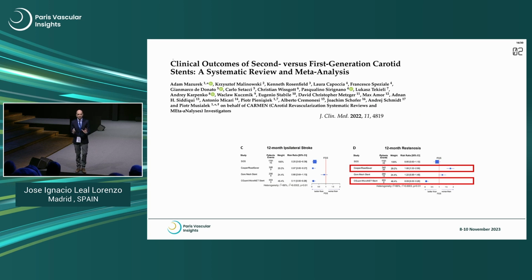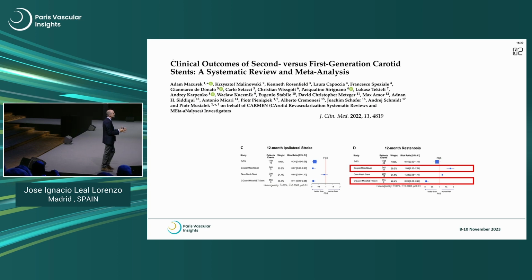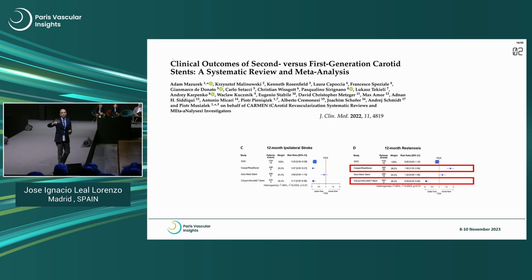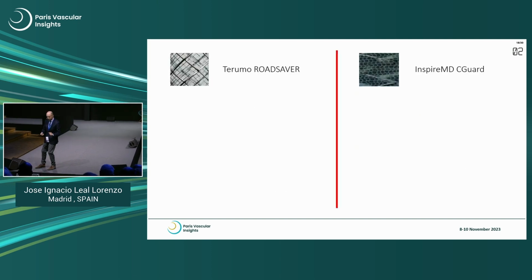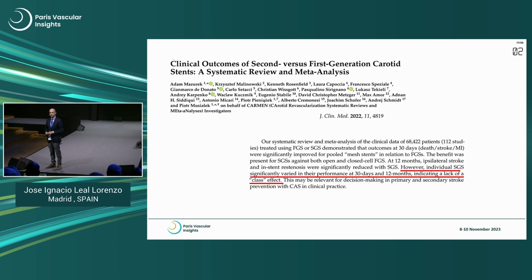So the great results we have at 30 days are not durable with all the new designs. And this is, again, not magic. It's because of the design. And look at this conclusion of this paper: individual new stents significantly varied in their performance at 30 days and 12 months, indicating a lack of a class effect.